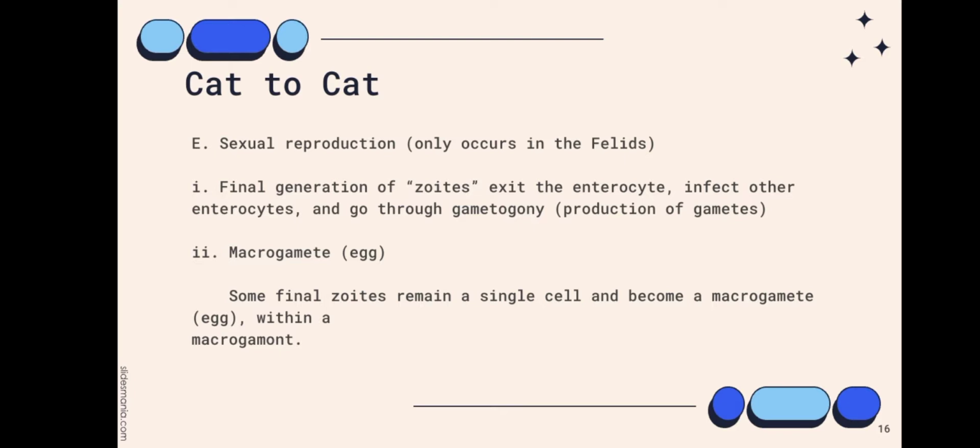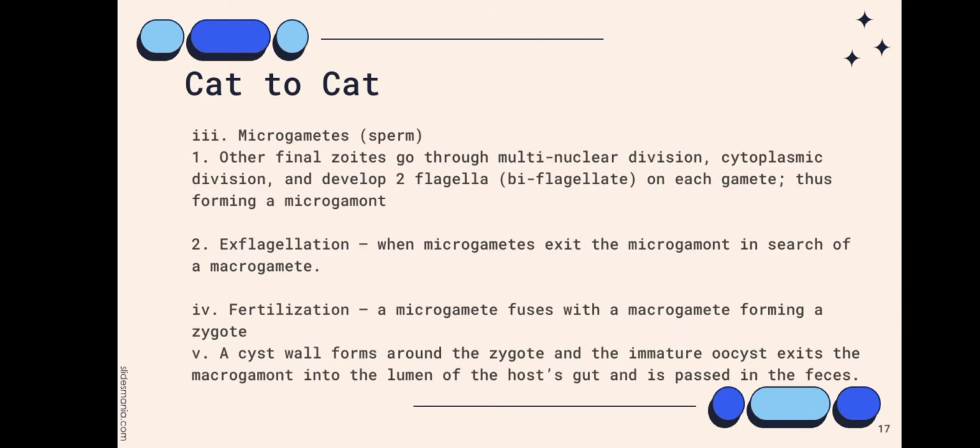Macrogamete: some final zoites remain a single cell and become a macrogamete within an enterocyte. Microgametes: other final zoites go through multinuclear division, cytoplasmic division, and develop 2 flagella, or are biflagellate, on each gamete. Exflagellation is when microgametes exit the enterocyte in search of a macrogamete. Next is the fertilization. A microgamete fuses with a macrogamete, forming a zygote.